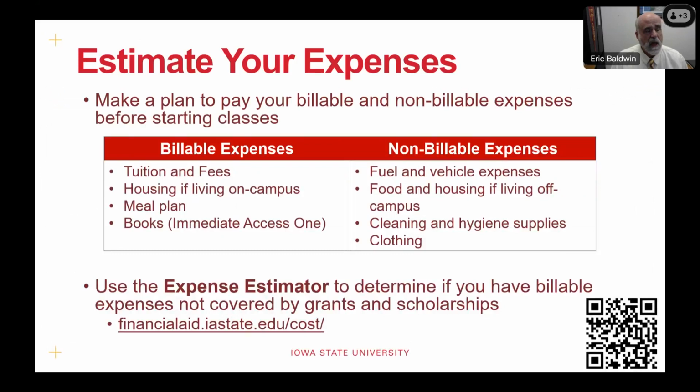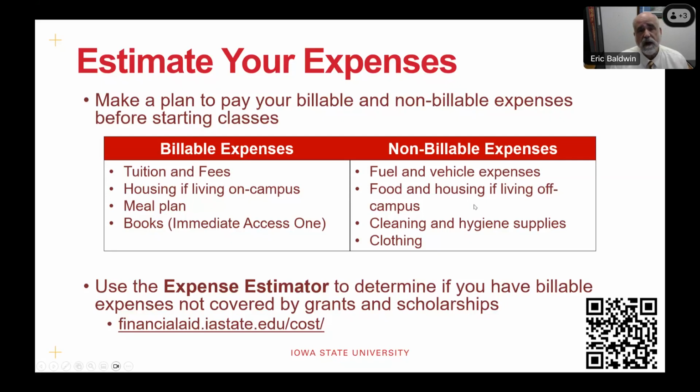Perfect. Another way to look at your estimated cost, we love to use this, is called the expense estimator. And this is down here. You can see it's at financialaid.iastate.edu/costs/ and if you pull that up, it's going to go through and it's going to give you a good idea using our current tuition fees and all of that of what your billable costs are going to be. So again, billable costs, tuition and fees, housing if you're living on campus, meal plan and books. Non-billable are fuel and expenses, those personal items.